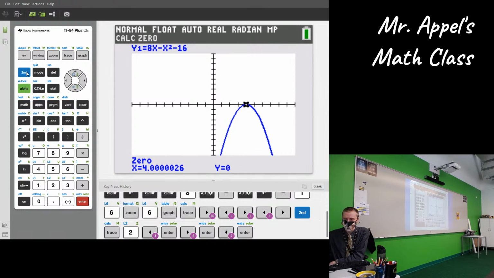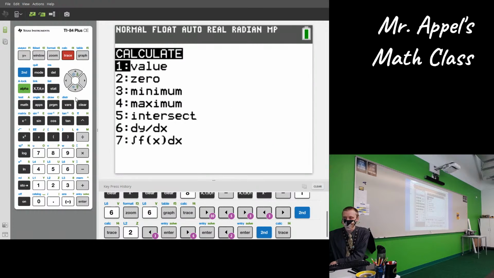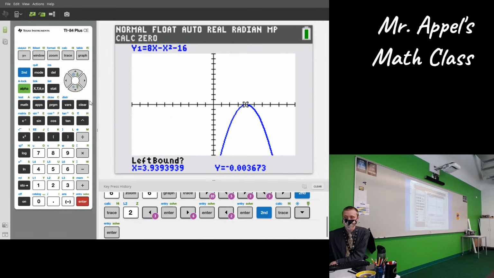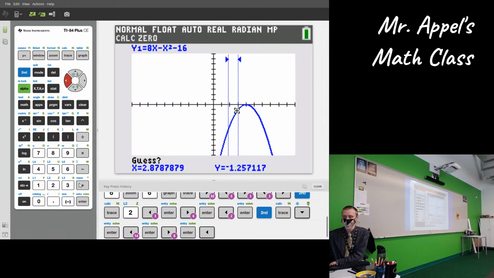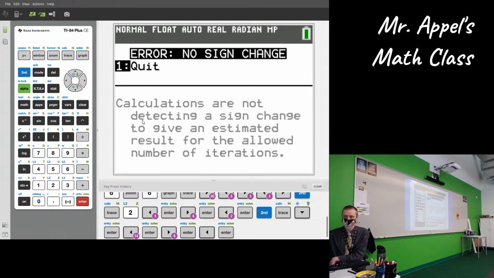Anytime you go second, calculate a thing. In this case, we want the 0. It'll start prompting that. And after you pick a bound, say, hey, calculator, search between here. It'll create that line as a reminder to you of where you put the left bound. And now I can select the right bound and say, okay, between here and there, find a 0. And it says it didn't find a 0 between here and there. Detecting no sign change, it gives us the result, fully allowed number of iterations.